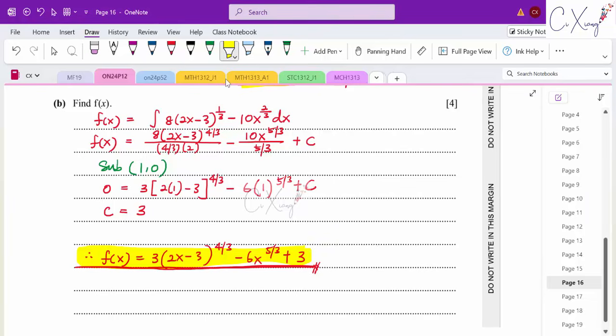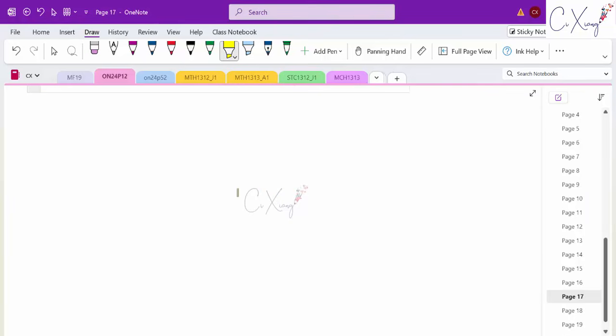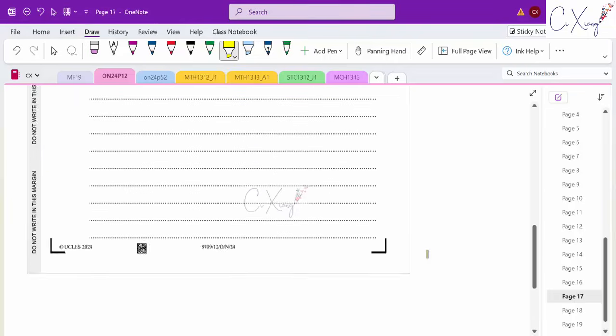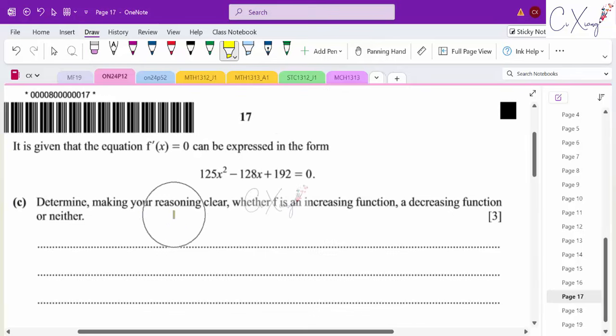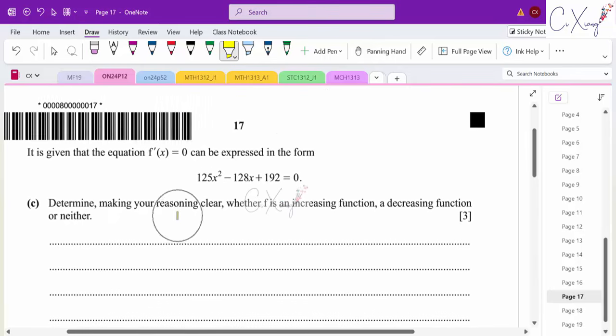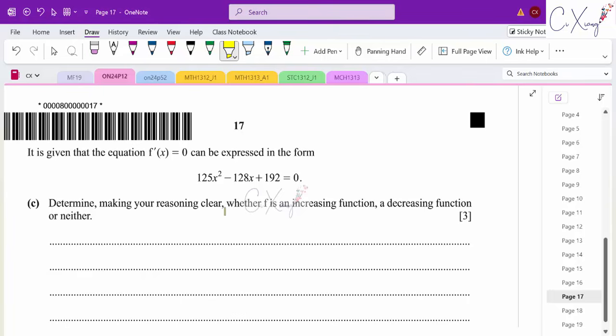Okay, then proceed to part C. Okay, so for part C, what do we have here? It is given that the equation f prime x equals to 0 can be expressed in this particular form. Determine, making your reason clear, is the function f increasing, decreasing, or neither.